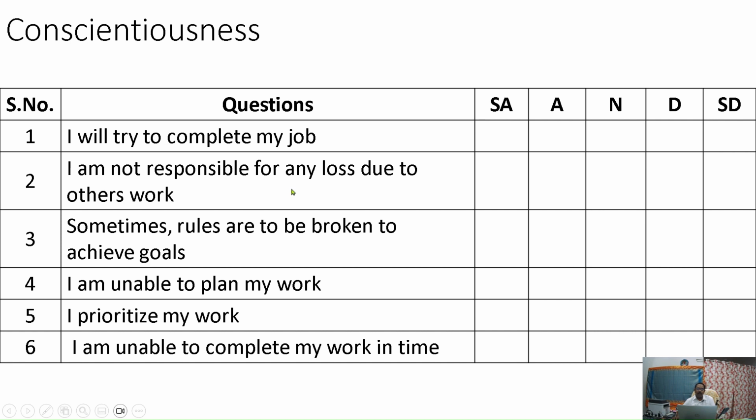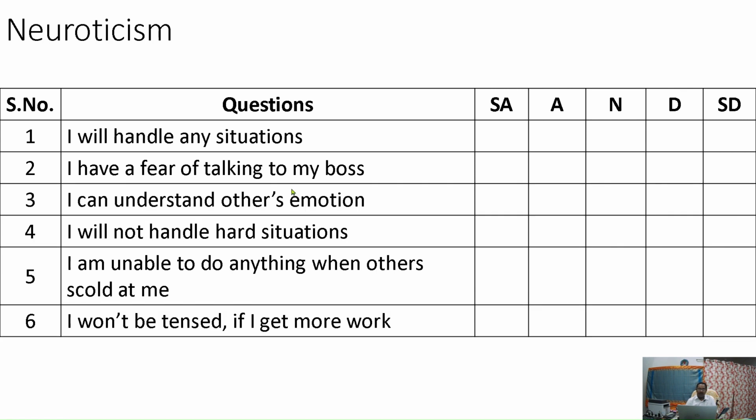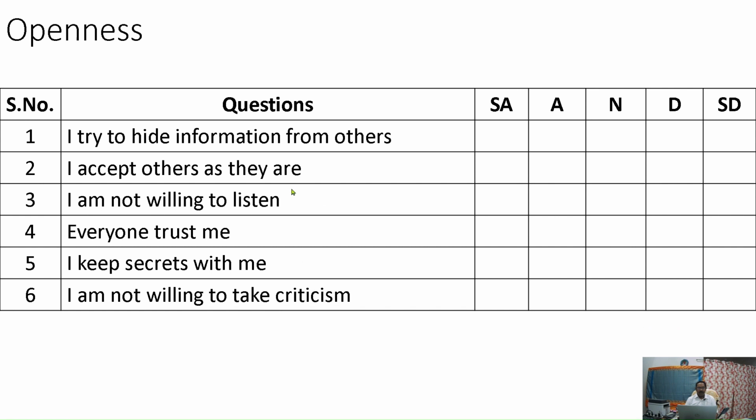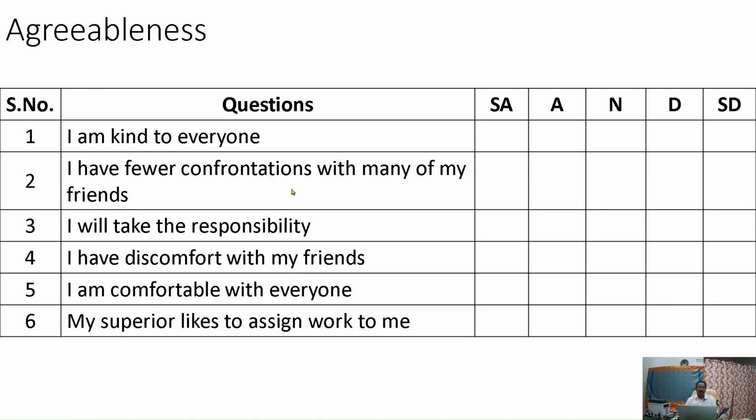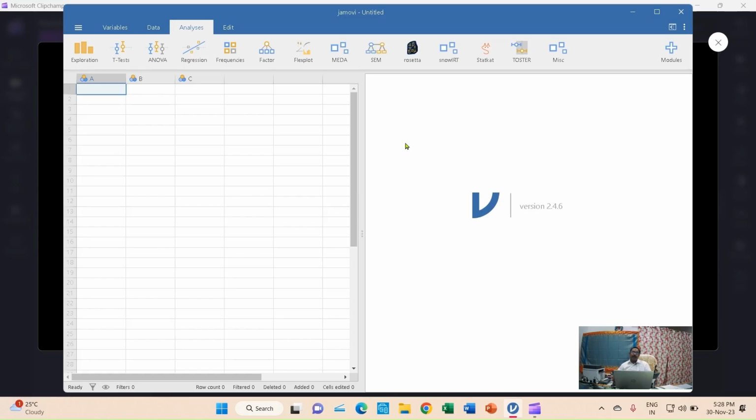I am not responsible for any loss due to others' work. Sometimes rules are to be broken to achieve goals. I am unable to plan my work. I prioritize my work. I am unable to complete my work in time. These are all the questions for conscientiousness. Likewise, 6 questions have been framed for neuroticism, 6 for openness, another 6 for extraversion, and another 6 for agreeableness. Come, let us go for confirmatory factor analysis.